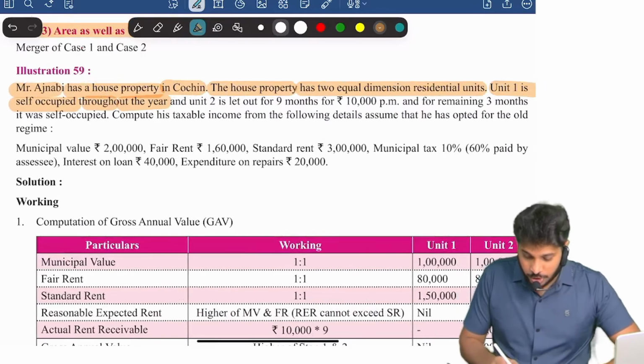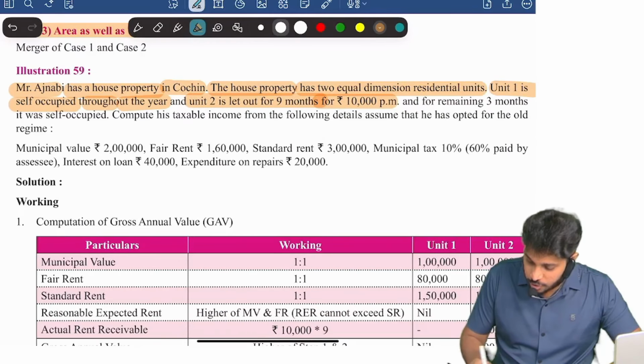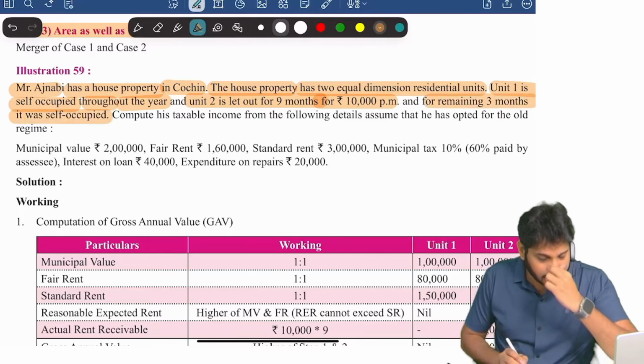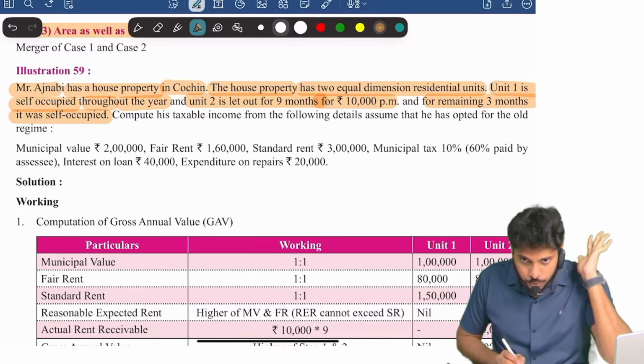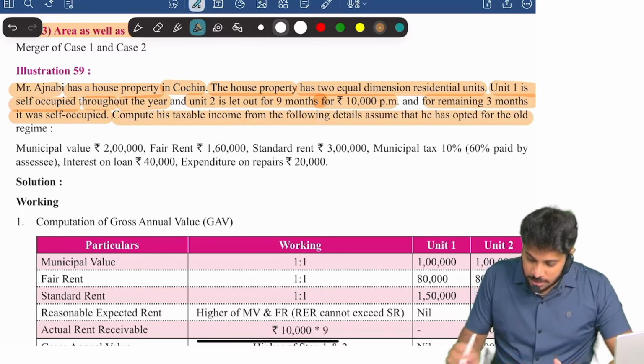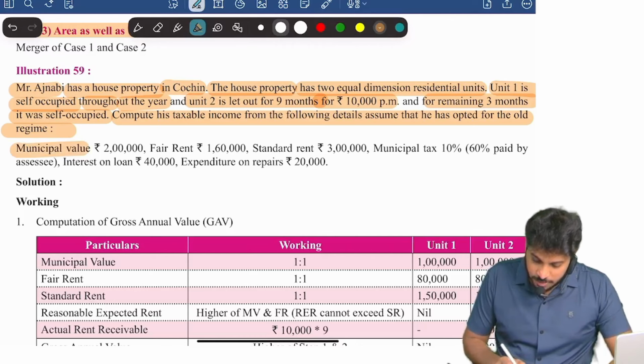Unit 2 is let out for 9 months for 10,000 per month, and remaining 3 months it is self-occupied. So which means there is no vacancy in unit 2. Remember. Compute the taxable income. He has opted old regime. Municipal value, all that is given. Municipal value 2 lakhs for the property.